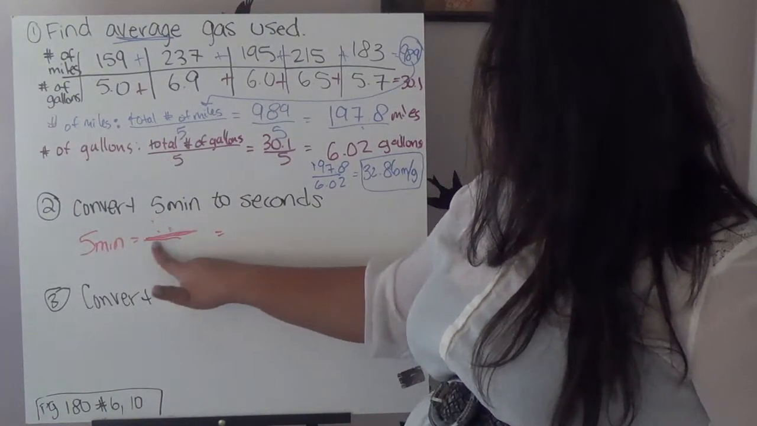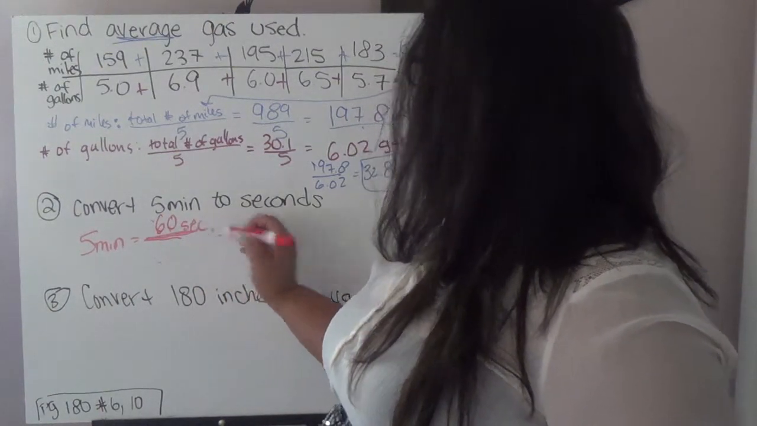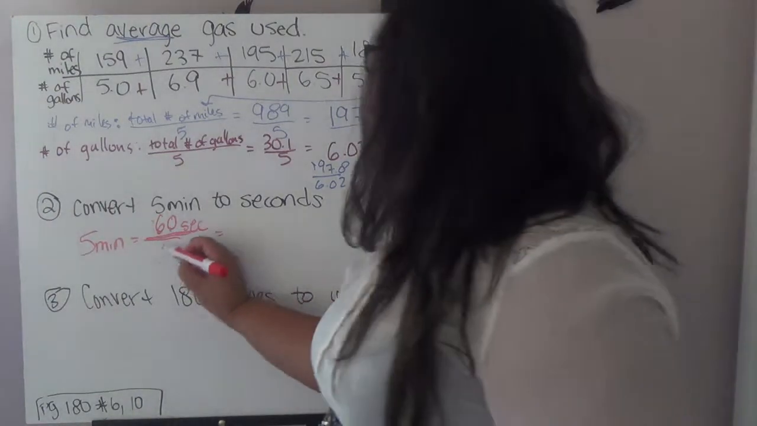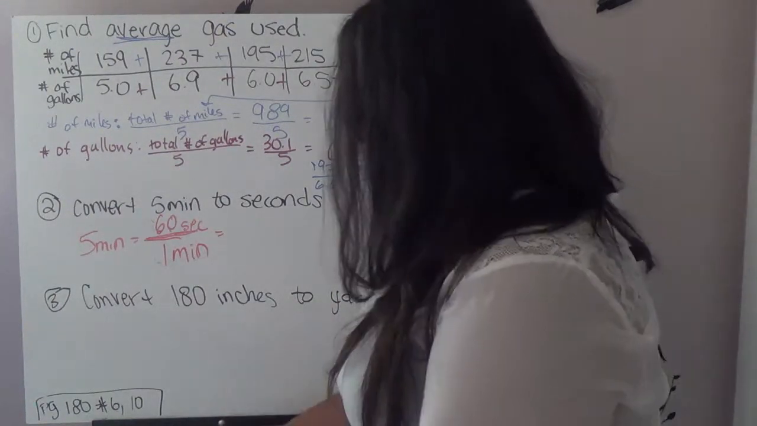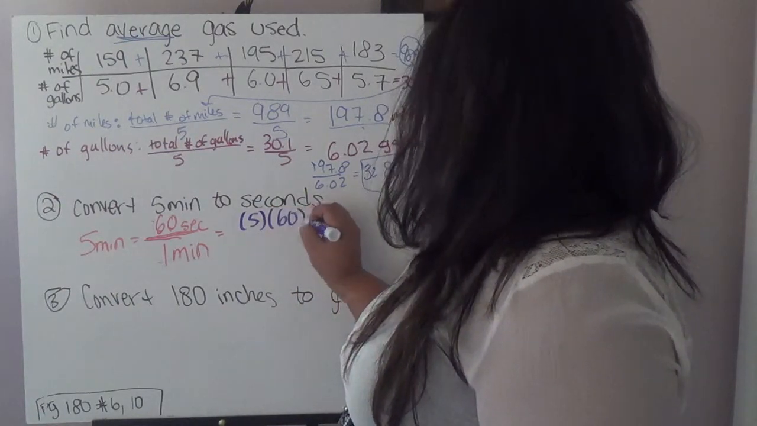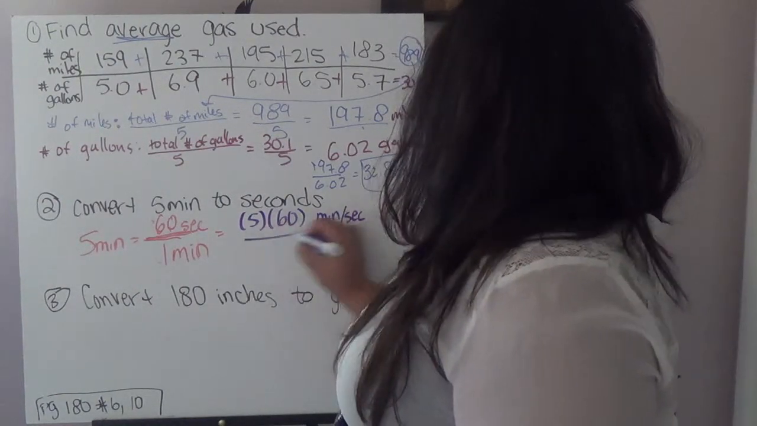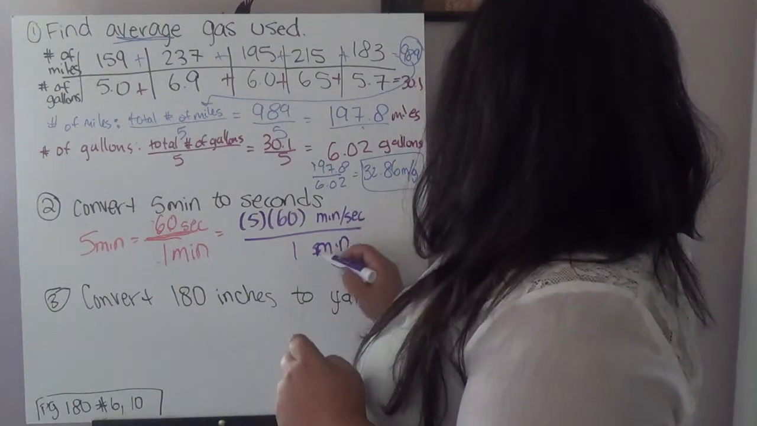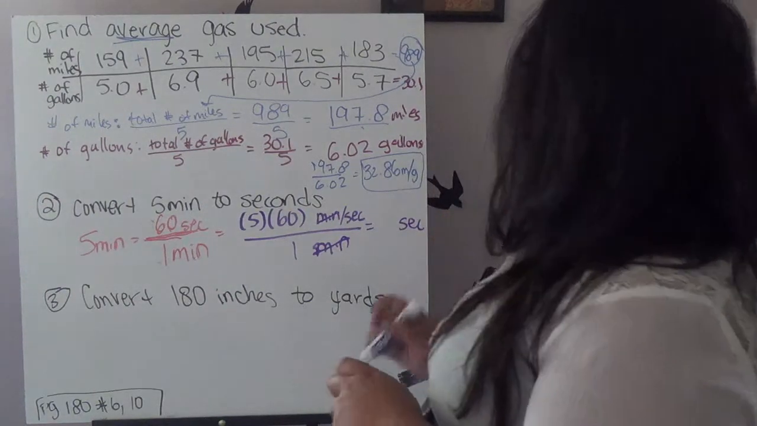So what I'm going to do is put 60 seconds up here, because it means the same thing. The reason why I put 60 on top and 1 minute here is because when I actually multiply it out, 5 times 60, I'll have minute per second up here and just 1 minute here. What happens is this minute and this minute cancel out and I end up with just seconds. That's what I want to do.